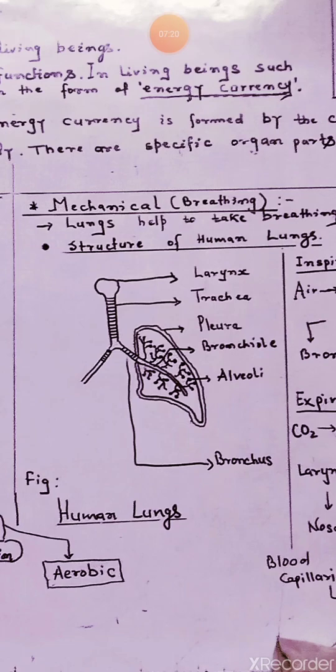This is the fundamental structure of our lungs, and inside the lungs these are the parts: larynx, trachea, bronchiole, alveoli, and bronchus. Before detailing the functions or mechanism of respiration, mechanical respiration, I would say, what is alveoli? Alveoli is an air sac-like structure which is attached to the bronchiole.